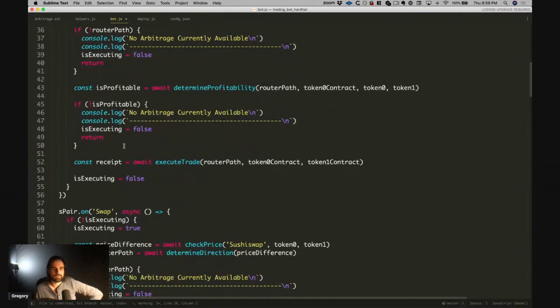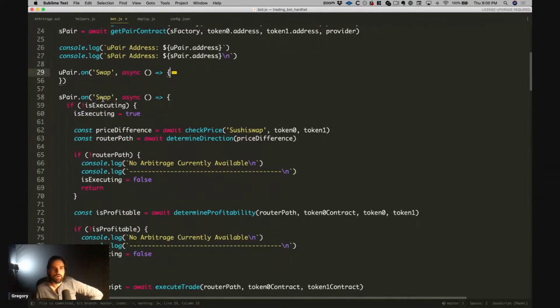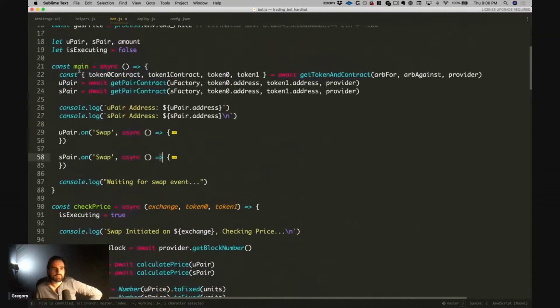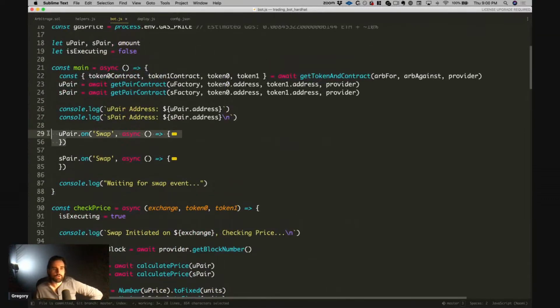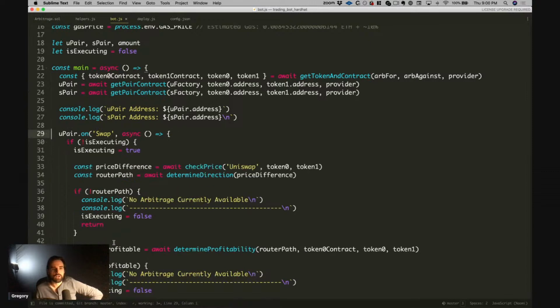So how does it listen for those events? You see here on line 29, Uniswap pair on swap. That's the ethers.js syntax for listening for events. Swap is literally the name of the event. Whenever you get a swap event, run this function. Same thing for the SushiSwap pair: on any swap event that you ever hear, run this function. That's the meat of the entire program. Listen for Uniswap trades, listen for SushiSwap trades, and whenever you hear those, run all this code.